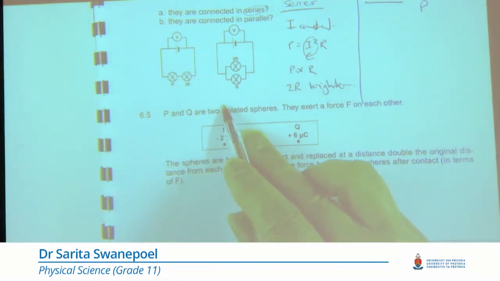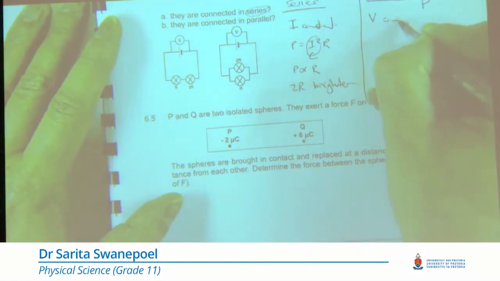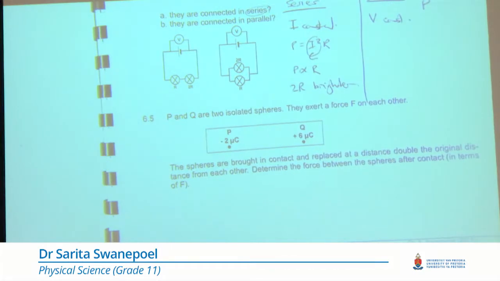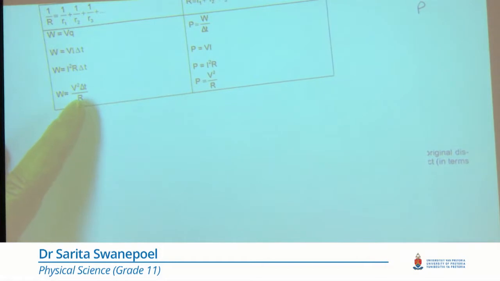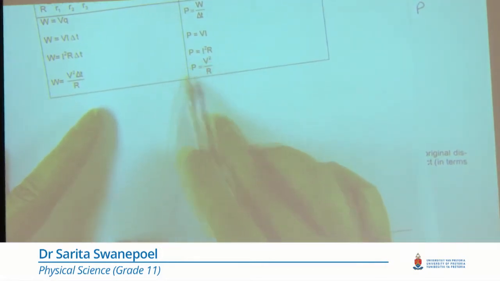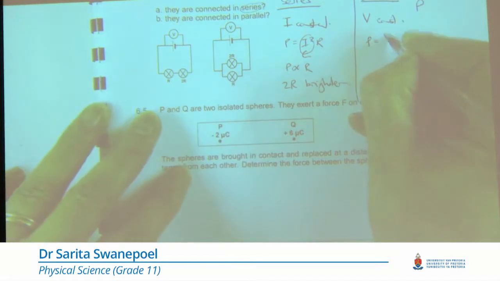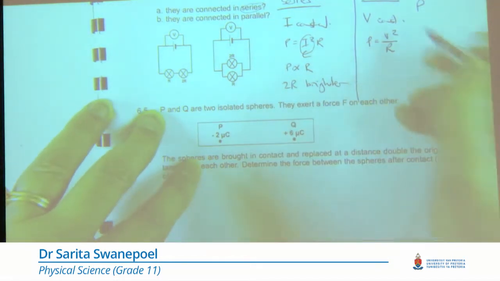Same potential difference. So V is my constant when they are in parallel. Right, so go back to your information sheet. I want to look at P and R, so they should be in the equation. I'm going to choose the bottom one because then I can say V is constant. So now I'm saying P equals V squared over R, and V is constant.